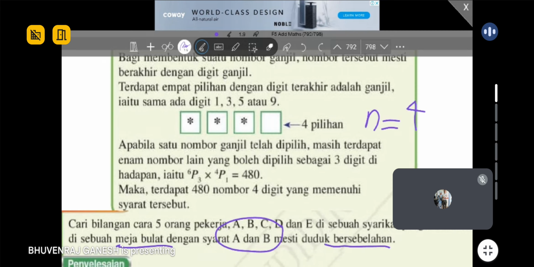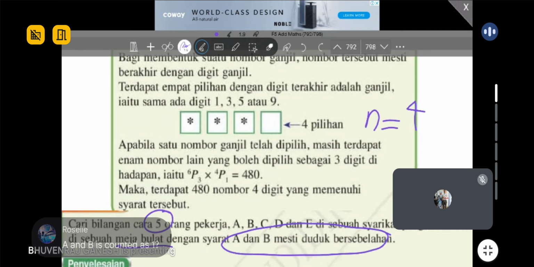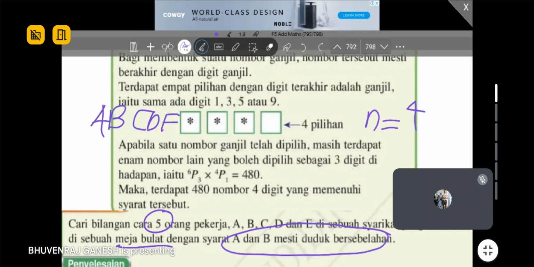So tahniah untuk yang beri jawapan 4. Sekarang kamu semua akan fikir, kenapa? Why is it 4, guys? The question says 5, right? Why is the answer 4? Guys, do you all see this? A and B is counted as 1. Correct. Guys, bila 2 daripada orang tu duduk secara bersebelahan, A, B, C, D, E, A and B is counted as 1. One group, satu kumpulan macam tu.